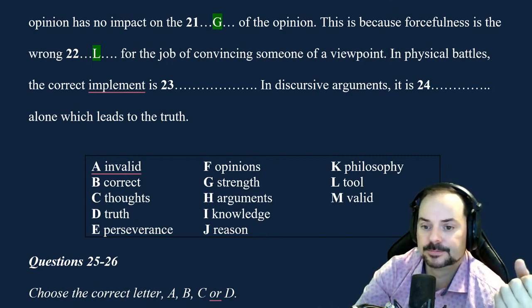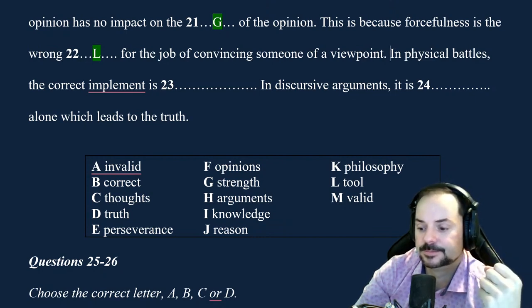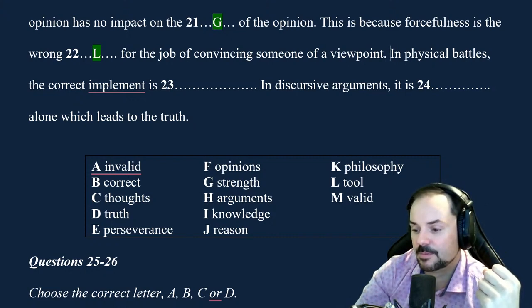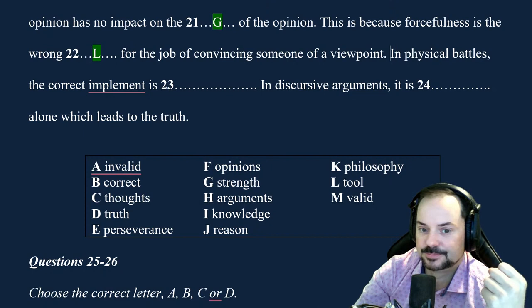In physical battles, the correct implement. Yeah, don't think about the physical ones. Think about the words. So when we're fighting with words, what is the correct implement? What is the correct tool? Arguments. Domenico's figured it out in the chat, and Chen has too. I don't see chat, sorry.